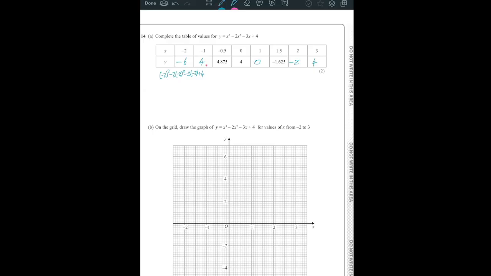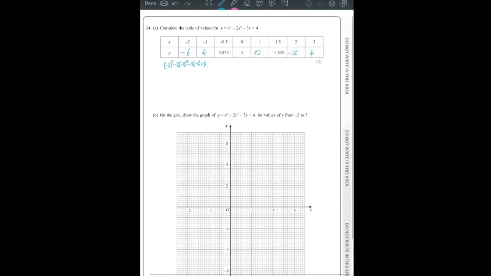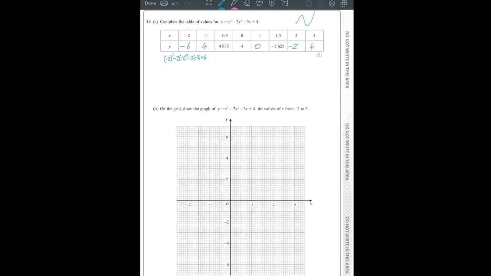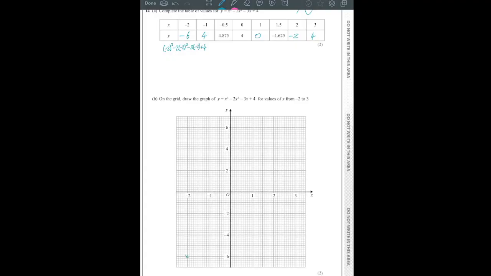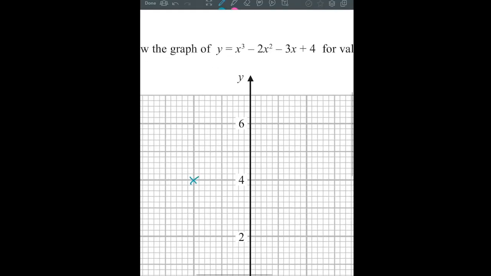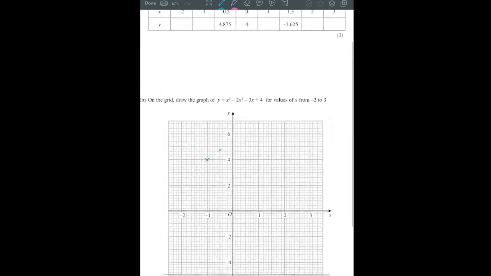Things to spot. A little surprising that there are 3 4s that popped up, but it is a cubic, so that's not that surprising. But as we do plot it, let's know what to expect. A cubic often has that style of shape, so if I don't get that style of shape, I know I've done something wrong. Negative 2 to negative 6, negative 1 to negative 4, negative a half to 4.875, that's going to be around there-ish.